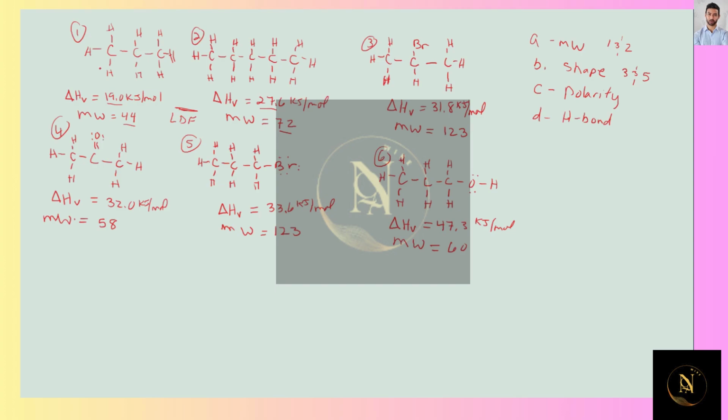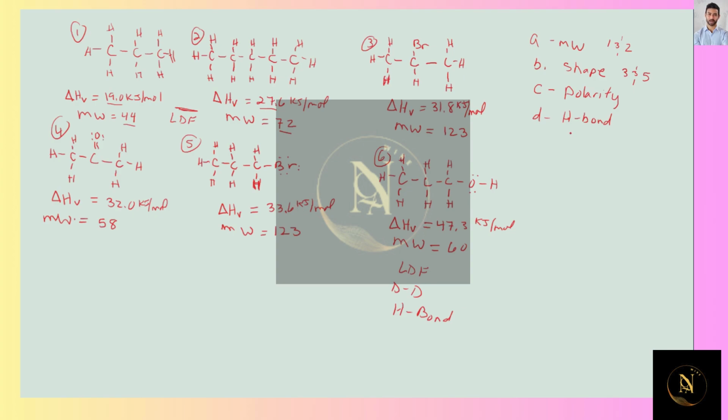And so they have not only London dispersion forces, but dipole-dipole, and 6 has London dispersion forces, dipole-dipole, as well as hydrogen bonding. So those polar molecules all have higher heats of vaporization than the nonpolar molecules, because in addition to the London dispersion forces, they now also have dipole-dipole forces holding them together as a liquid. So that's more and stronger intermolecular forces that need to be broken in order to vaporize the substance.